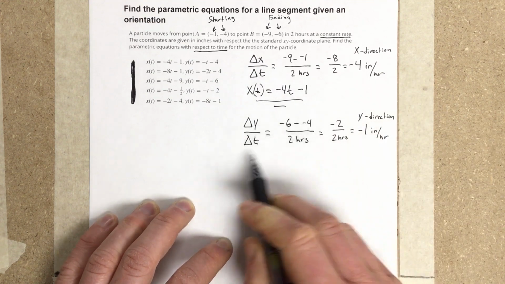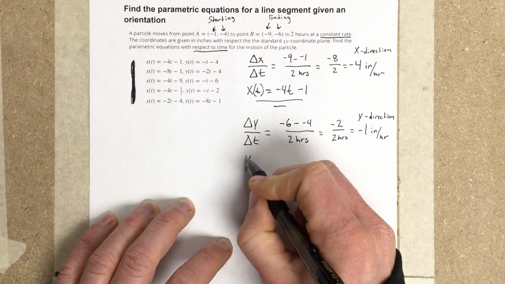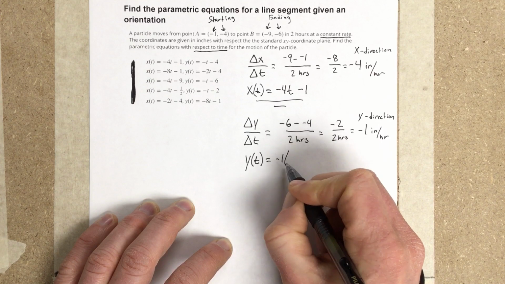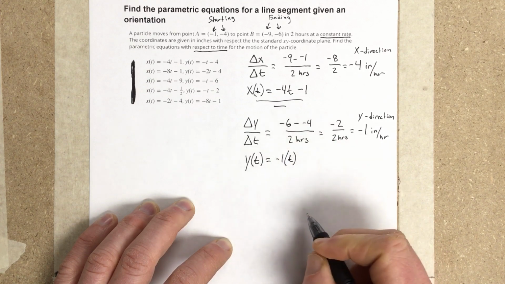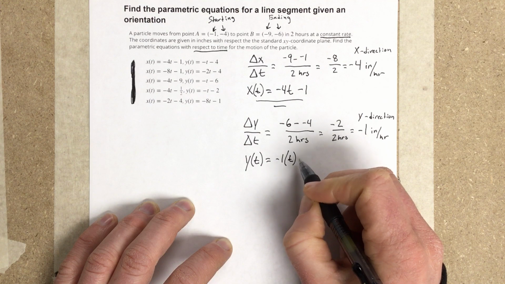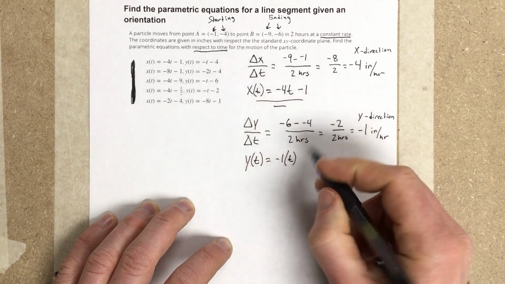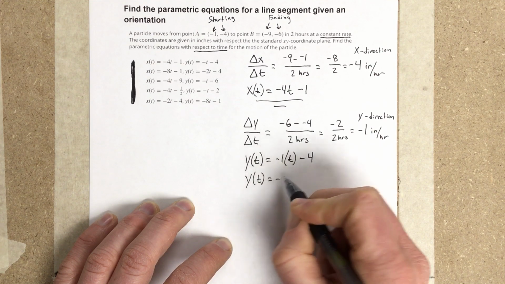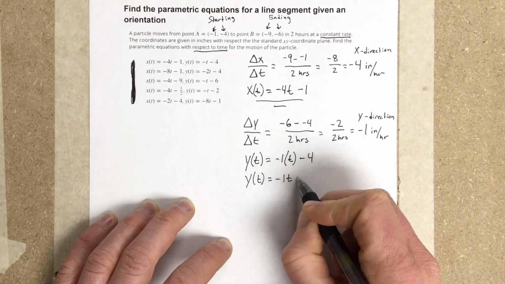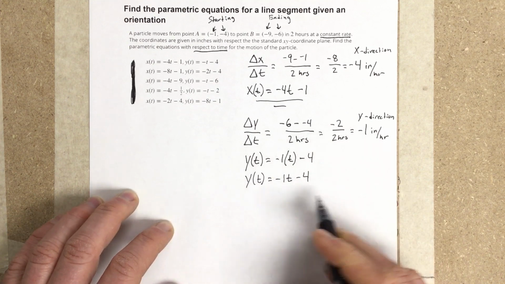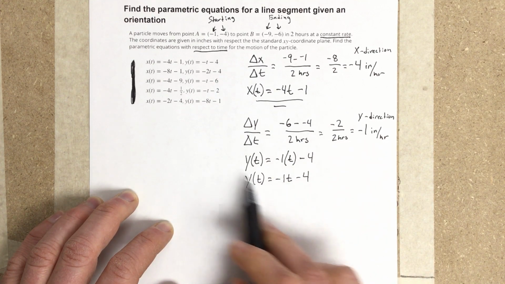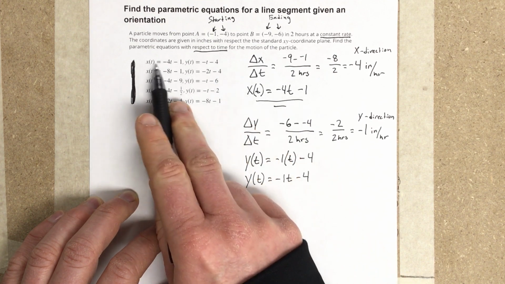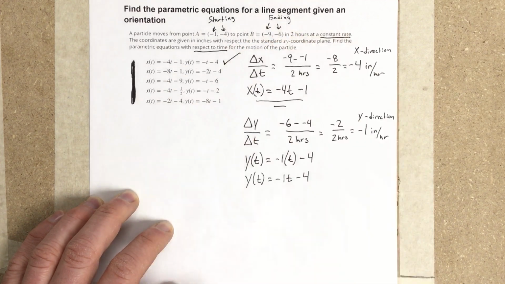So if I go ahead and write this now, I can say that y as a function of t is equal to -1t. The independent variable is t. And then what was the starting point for y? It's -4, so I can write -4 here. So I end up with y of t equal to -1t minus 4. So I have -t minus 4 for y of t, and -4t minus 1 for x of t. So those are the two parametric equations.